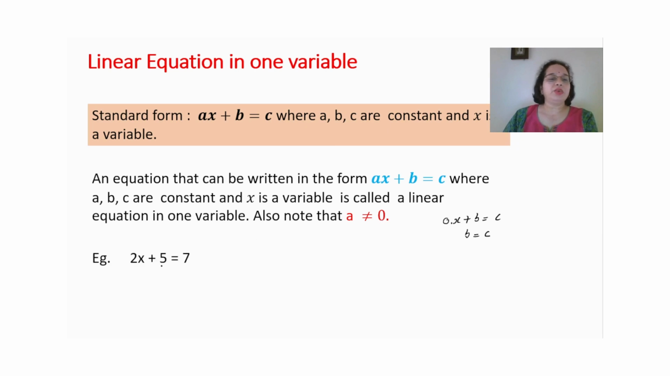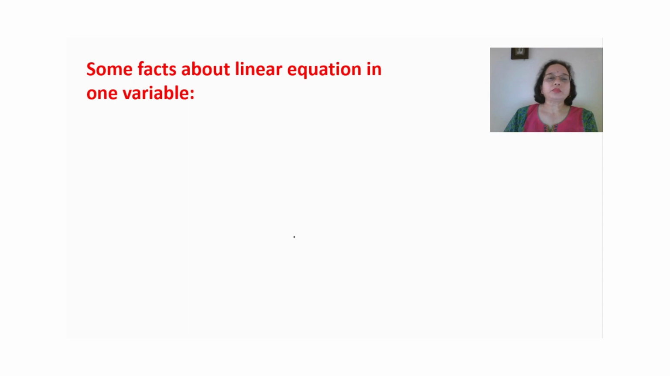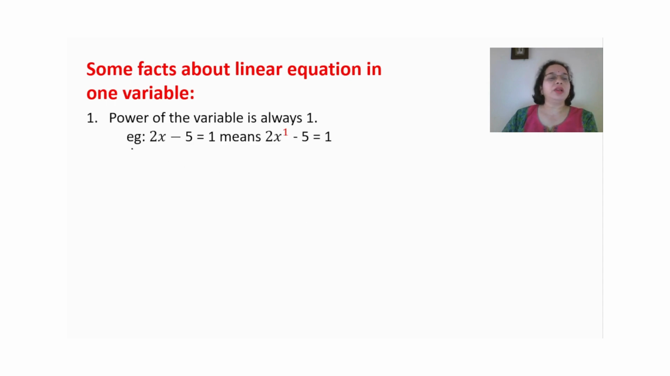Take the example 2x plus 5 is equal to 7. This is an example of a linear equation. 4a plus 3 is equal to 7 is again an example of a linear equation. No power is there, it means the power is always 1. Now we will see some facts about the linear equation in one variable. The first one is, the power of the variable is always 1. Example: 2x minus 5 is equal to 1. No power is there, it means the power is always 1.